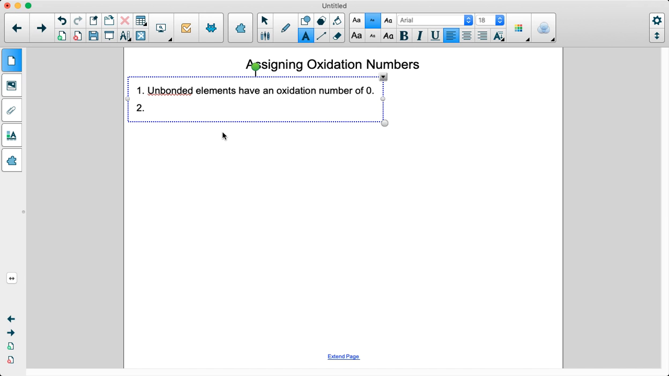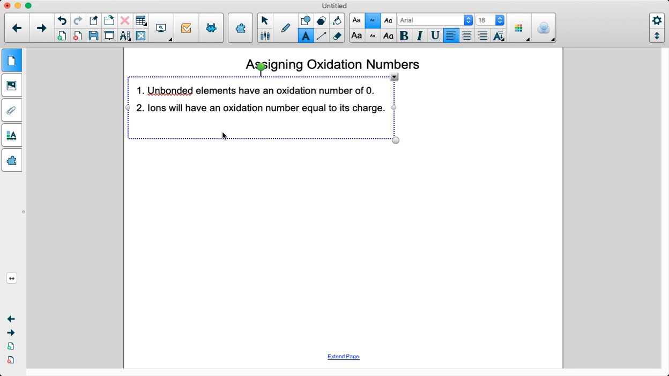Second one is that ions will have an oxidation number equal to its charge. Anytime you have an element that has a charge listed, that's an ion, means that ionic charge is going to be its oxidation number.